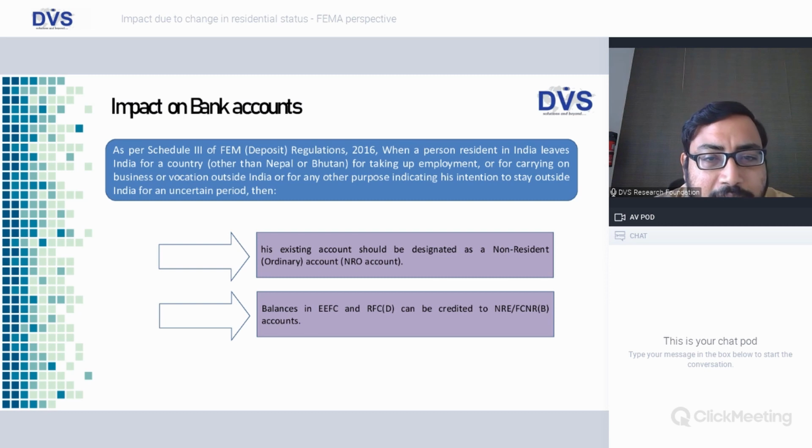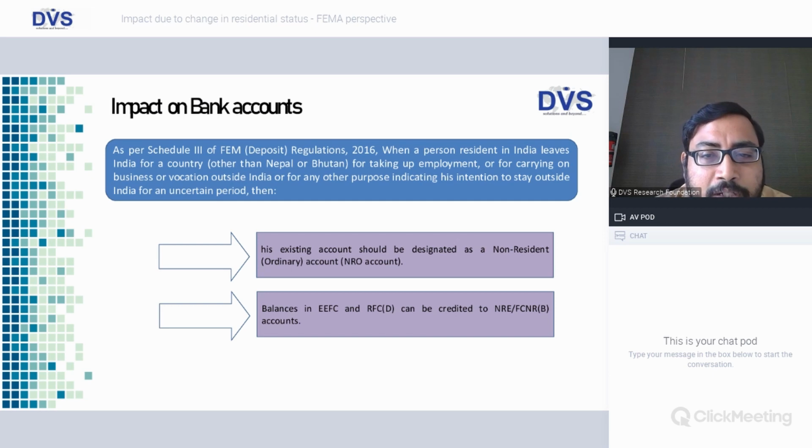The regulations are covered in Schedule 3 to the FEMA Deposit Regulations 2016. It states that when a person resident in India leaves India for a country other than Nepal and Bhutan, for taking up employment or for carrying on business or vocation outside India, or for any other purpose indicating his intention to stay outside India for an uncertain period, then all his existing bank accounts in India should be converted into NRO accounts. Wherever there is a balance in INR, it has to be converted into an NRO account, and the balances in his resident foreign currency account or other foreign currency accounts can be credited to the NRE account or FCNR account.